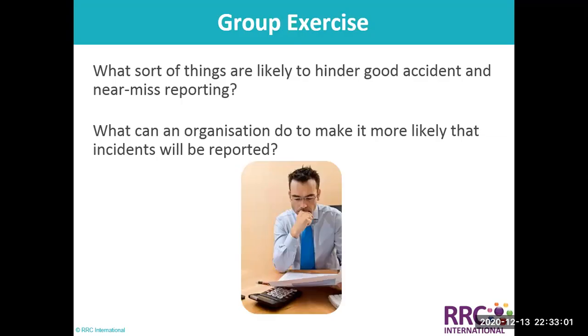Now, what sort of things are likely to hinder good accident and near miss reporting? Think about this. Look at what could hinder this. It's also examinable. What can an organization do to make it more likely that incidents will be reported? So, things that will hinder good accident reporting.